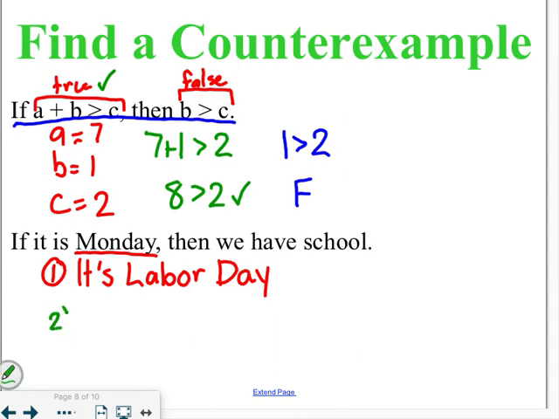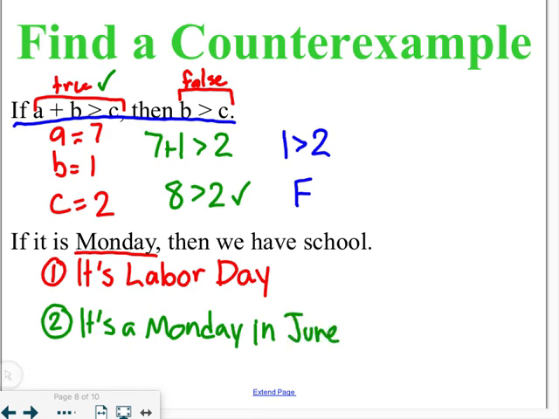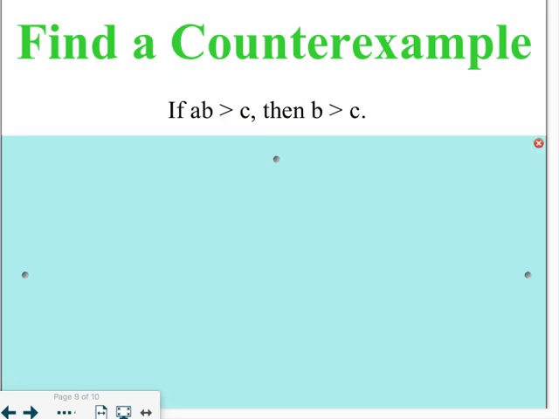Another thing you could say is it's a Monday in June. We don't necessarily have school on Mondays in June. We might have it on the first Monday of June, but we won't have it on the second or third Monday of June. So again, it's true that it's a Monday, but it's false that we are in school. So go ahead and try this one on your own, making sure you are picking out a value for A, a value for B, and a value for C.